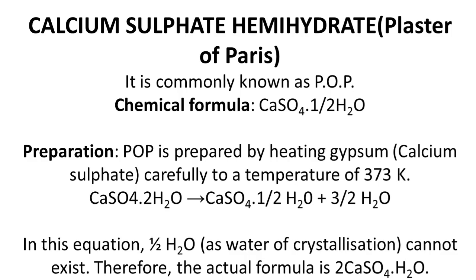But one thing you have to remember in this equation is half H2O, as water of crystallization is taking place here, we cannot write it as half H2O. Half H2O will never exist in nature. So therefore we have to write the formula as CaSO4·H2O. We should not write fractions anywhere, because fractional molecules will not exist in nature. So always we have to make it a whole number when you write the equation.